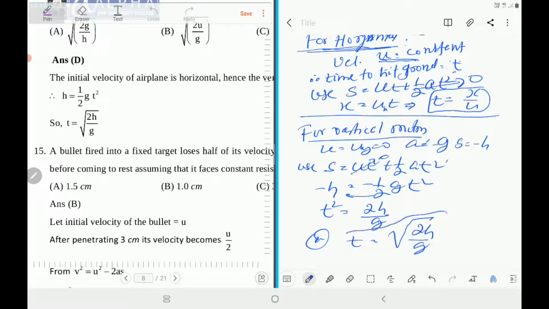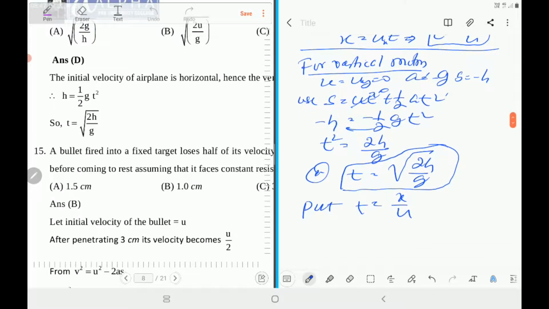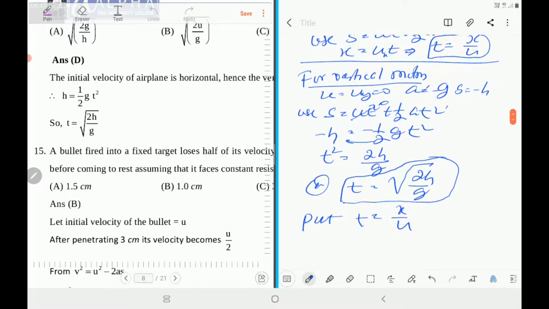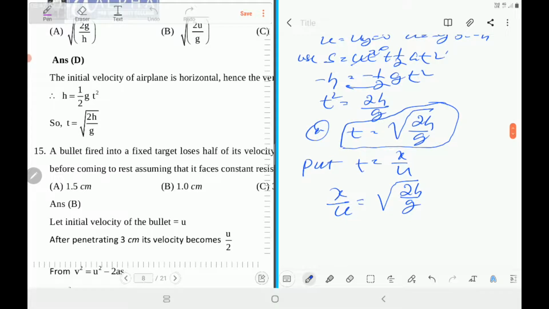There are two relations. What are they? You can put t as x by u, because you have found t as x by u for horizontal motion. The same time it has taken to fall down vertically h. So x by u equals root of 2h by g. Do you understand? Now you can solve for the distance covered horizontally.